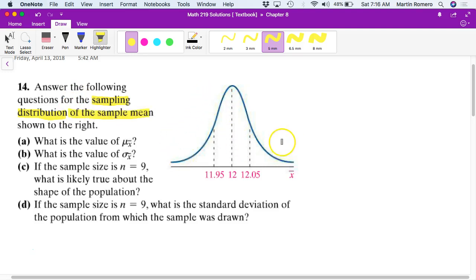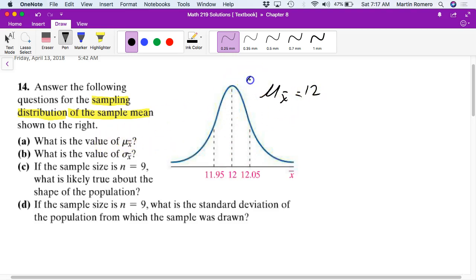And so when you do take those samples from the population, you end up with a normal distribution. And so that's what we're looking at here. That's what we have on problem 14. Since this is a normal distribution, what's the value of mu of x hat? That's right here in the middle. That is equal to 12.